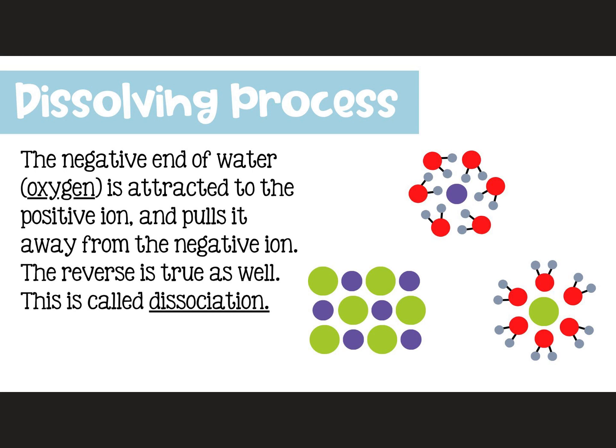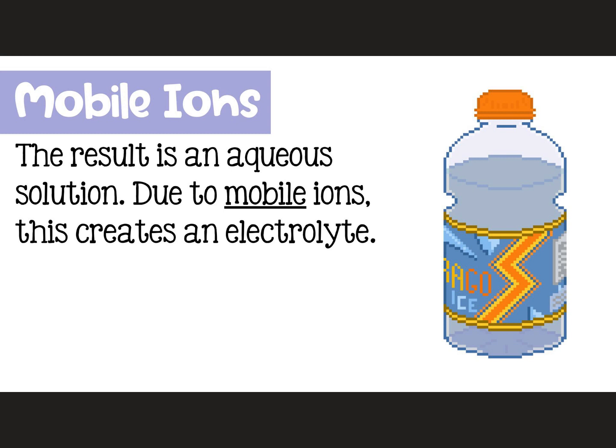The reverse is true as well. The positive hydrogen is attracted to the negative ion and pulls it away from the positive ion. This is called dissociation. This results in an aqueous solution where the ions are mobile. We call what is created an electrolyte.